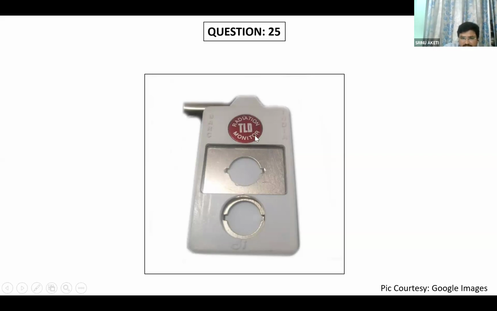Where to keep this one, madam? Where do you wear it? Ideally at the chest level, sir. Why at chest level? Sir, mostly we are expected to receive maximum radiation. No. For whole body exposure, the chest level is ideal. Where is the center of the body? Umbilicus area, sir. The umbilicus is the center of the body, but our chest is the center of most of our critical organs. So it indicates whole body dose.